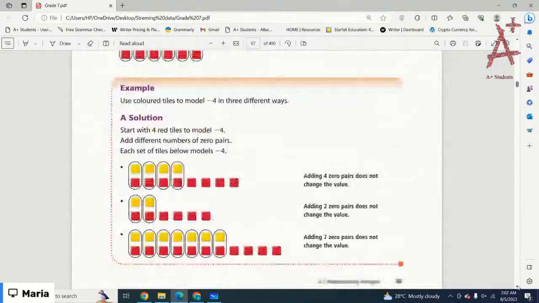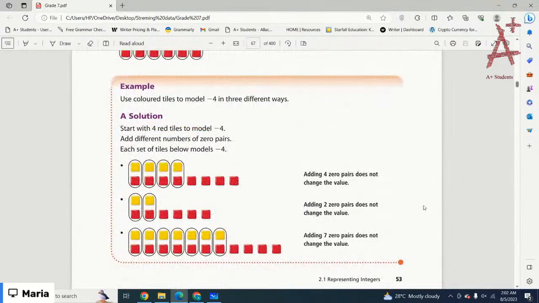Okay, you can see here is an example. Use colored tiles to model negative 4 in three different ways. So how do we represent negative 4? Start with 4 red tiles to model negative 4. You have to make 4 red tiles. Add different number of zero pairs. Each set of tiles below models negative 4.